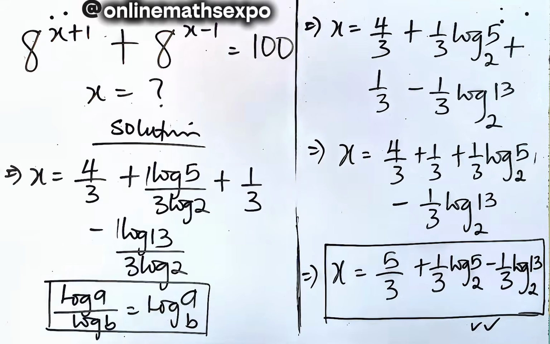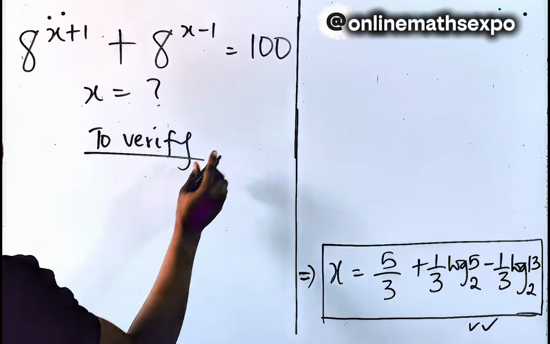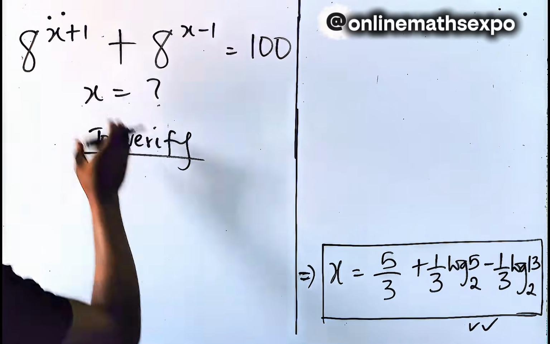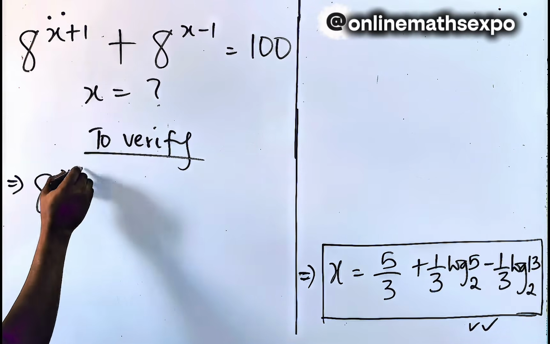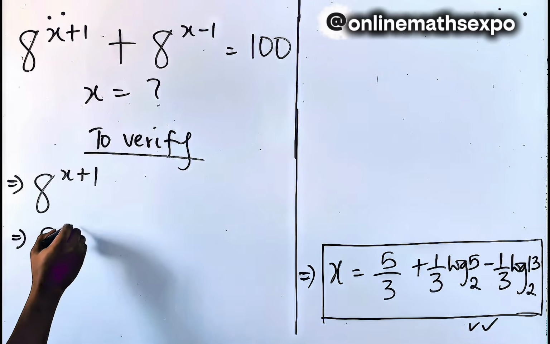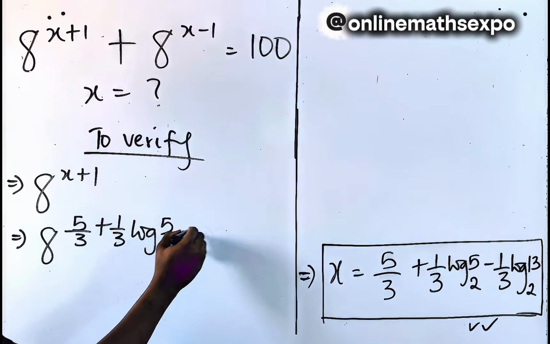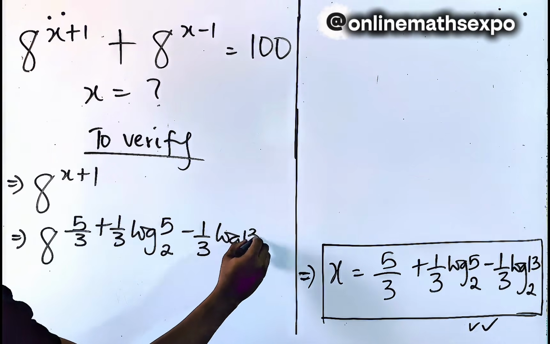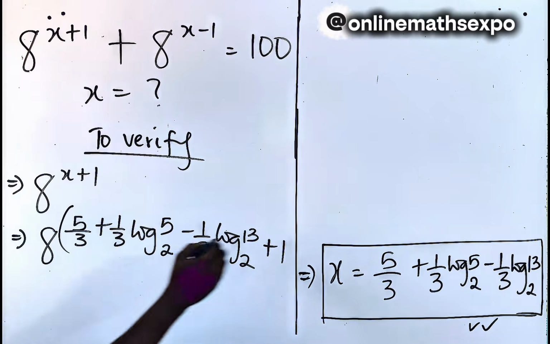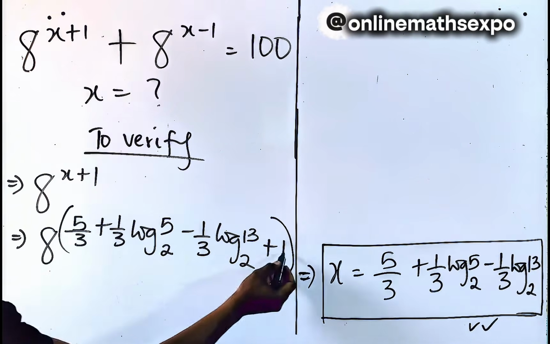So let's do the verification. So we have to verify. We are going to work with this first, then secondly this, then we now add them together. So let's go with this first. So we have a to the power of x plus 1. Let's plug this x value here. So we have a to the power of 5 on 3 plus 1/3 of log 5 base 2 minus 1/3 of log 13 base 2. Remember to add 1, don't forget. So we have add 1. So these are the power of this 8. So what do we do? These two are the same term, so we're going to add them together.